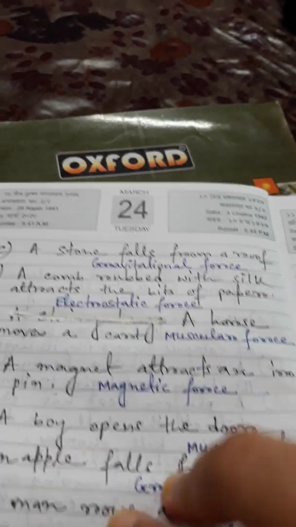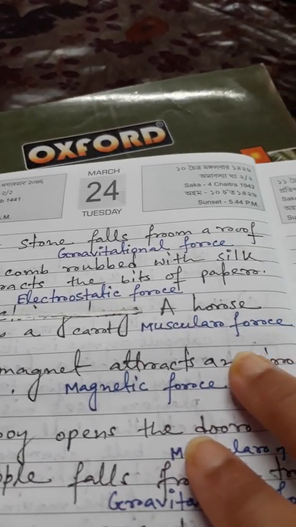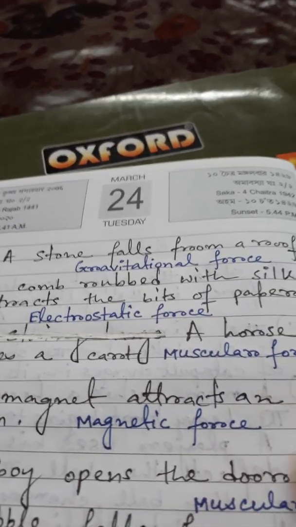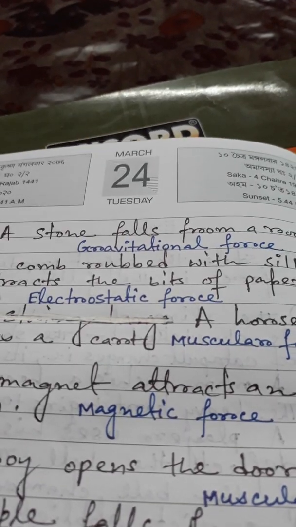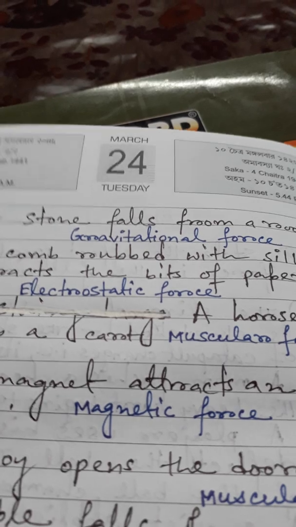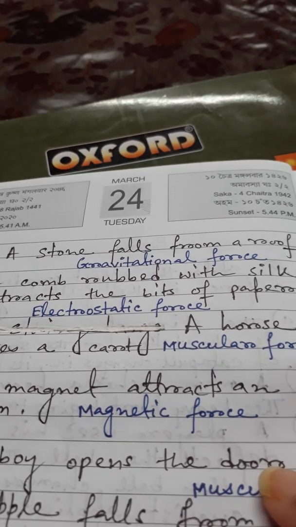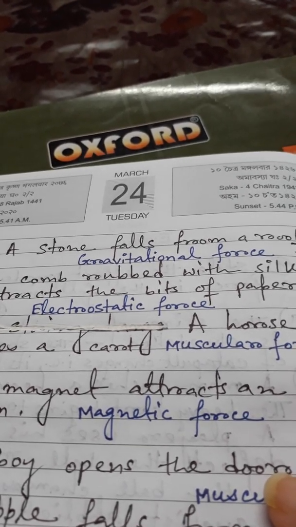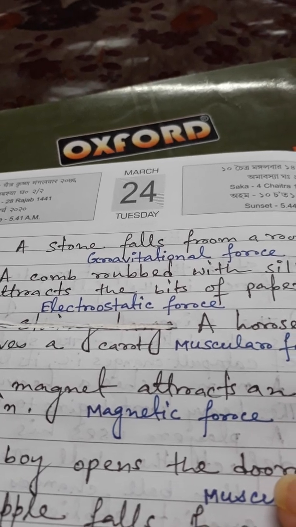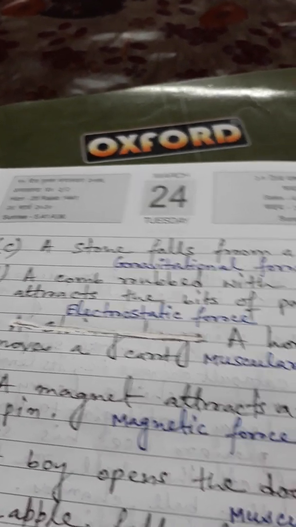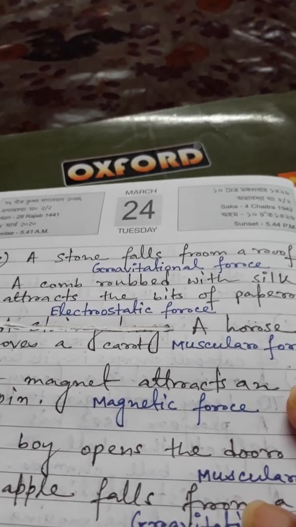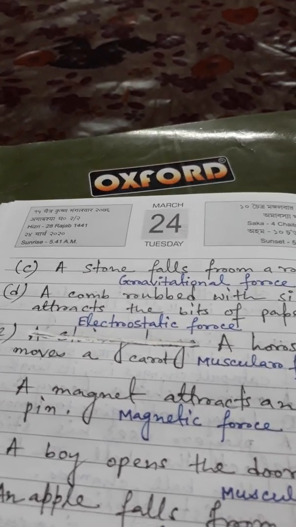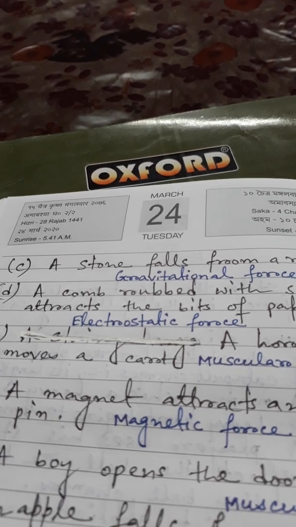A stone falls from a roof. When a stone falls from a roof, it always goes down and reaches the ground, so it is a gravitational force. This is a non-contact force. A comb wrapped with silk attracts bits of paper, so it is the electrostatic force. Electrostatic force acts over there.